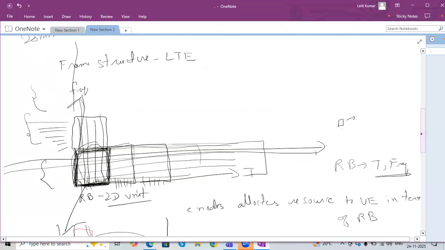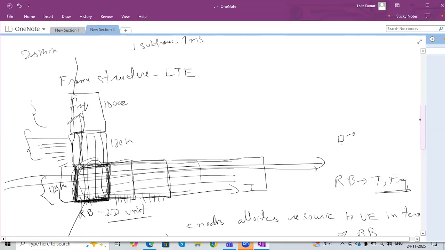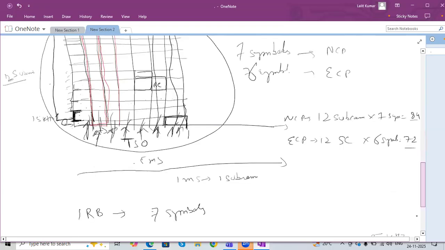Now look at the bigger picture. This is 180 kilohertz, then this one is again 180 kilohertz, then on top of it one more resource block will come, which is also 180 kilohertz, until our frequency band, either 20, 15 or 10 megahertz. The maximum is 20 megahertz. So there will be blocks of 180, 180, 180, 180, 180 like that.